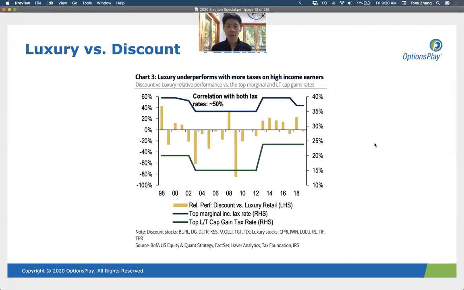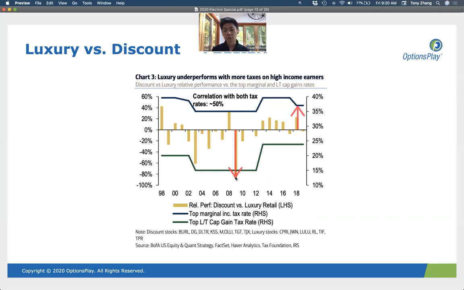Now, one interesting piece of research that we were looking at was luxury versus discount. So recently, discount has been outperforming a fair amount here. One of the things we want to show you here is that the bars above the zero line are when discount is outperforming. When bars are below the zero line, this is when luxury is outperforming.